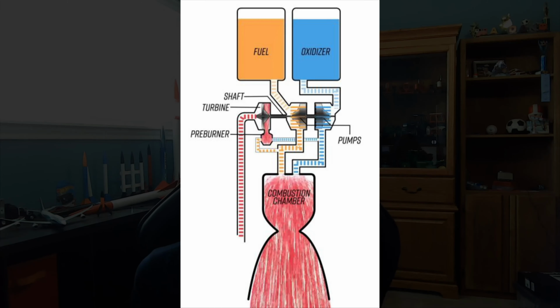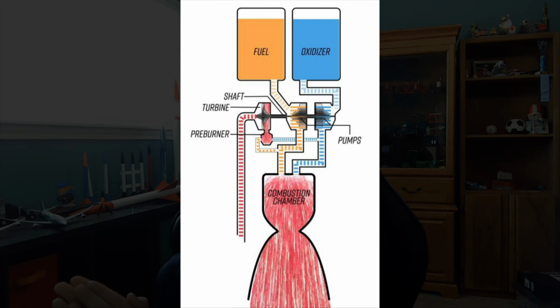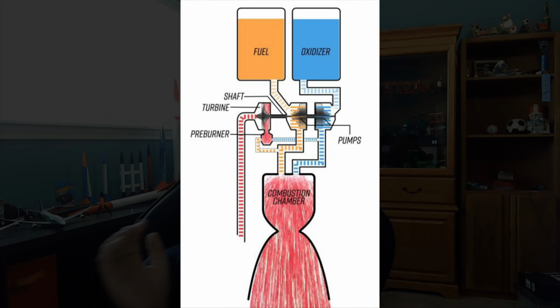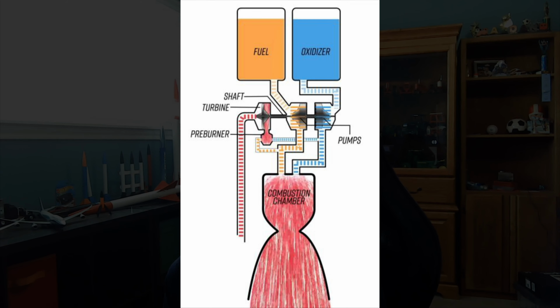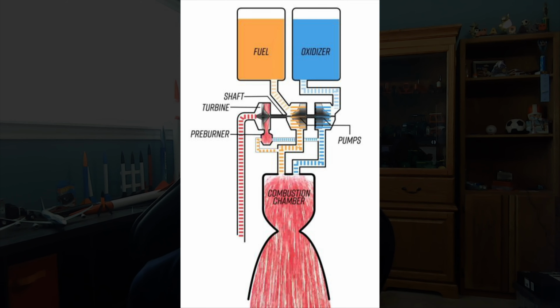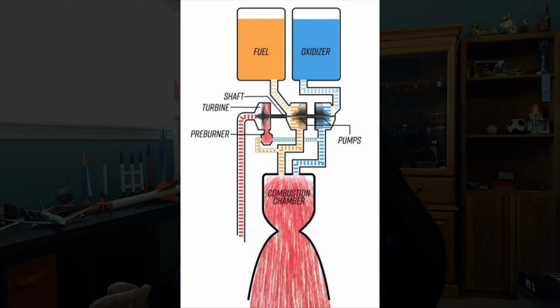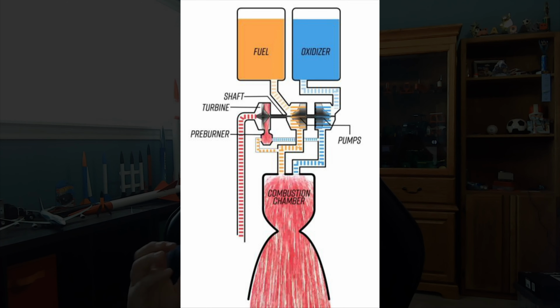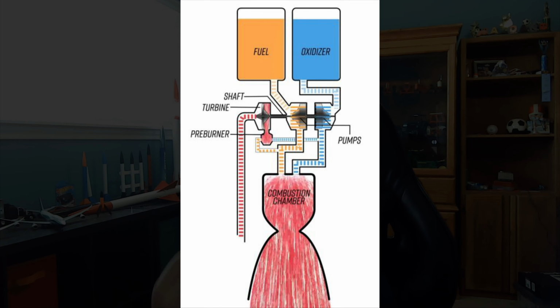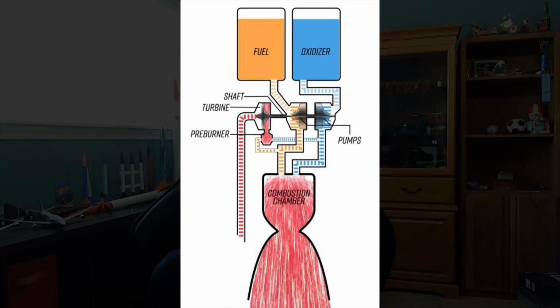Open cycle is basically where you have your pre-burner powering the pumps, and the exhaust from the pre-burner gets dumped out and wasted, which is just a bunch of fuel that's wasted. It's simple, powerful, but wasteful. And the pumps pump all the oxidizer and fuel into the combustion chamber for it to be ignited and burnt.